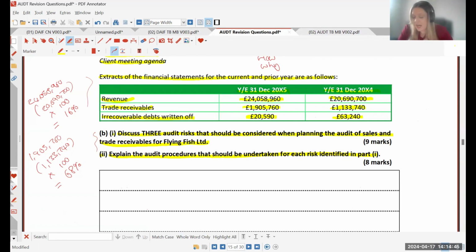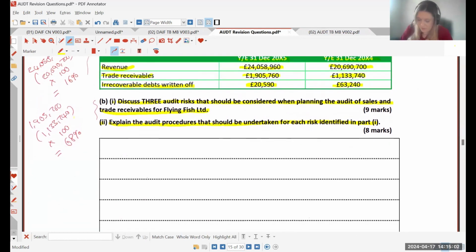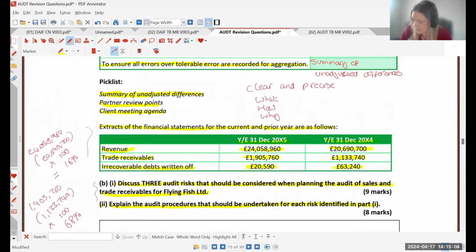So what we want to find out is what are their irrecoverable debts in terms of trade receivables. So what were they in X4 compared to what they are in X5? So if I put this down here, let's put it up here so we can see it at the same time. So first of all, for X4 then, we're going to take our irrecoverable debts balance of 63,240.